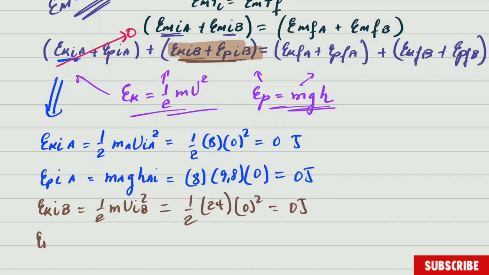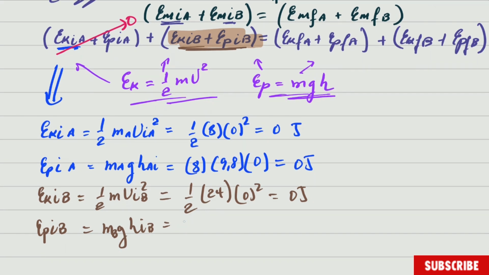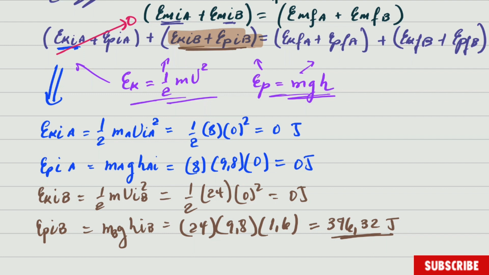And the initial potential energy for B is equal to mass multiplied by acceleration due to gravity, we're working with B, multiplied by the initial height B, which is 1,6. So be careful, this one is not 0. This one is going to be 24 multiplied by 9,8. Everything here is positive, no directions needed because these are scalar quantities. This one is 1,6, and the answer here is 376,32 joules. All right, so we do have that value there.